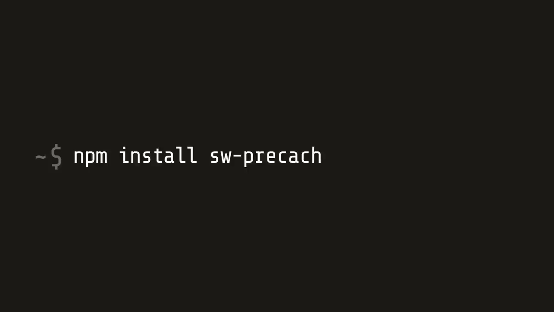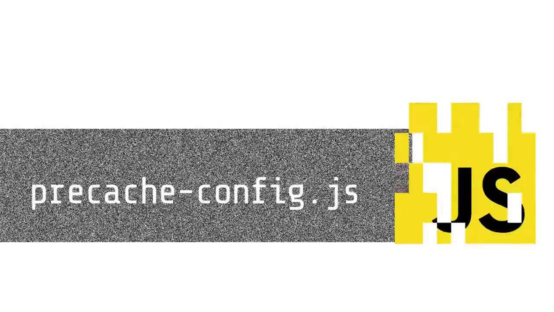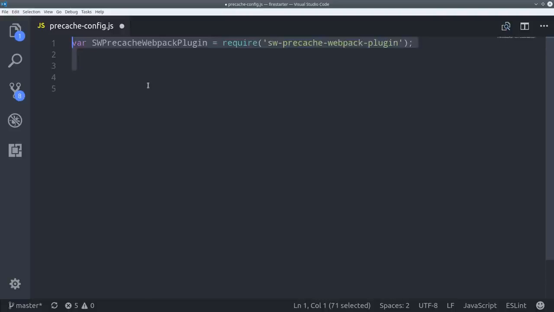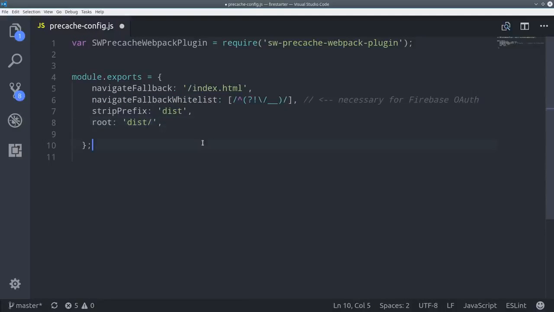First, we install the Webpack version of the library to our development environment using npm. Then create a new file called precacheconfig.js in the root of your project. Inside the file, we first import sw-precache, and then we'll set our configuration variables. I'd like to point out that the navigateFallbackWhitelist is necessary if you're using Firebase OAuth, so don't forget to include it if you are.